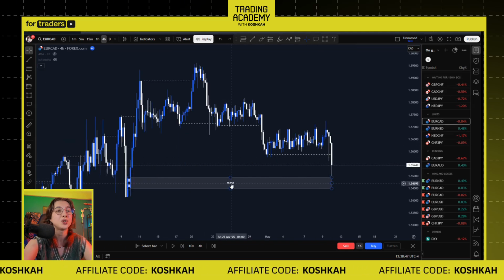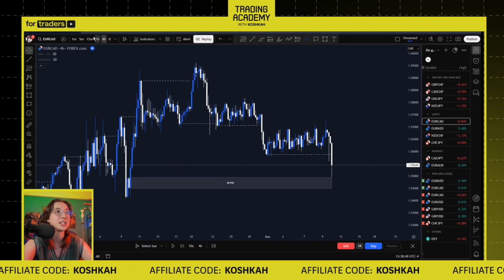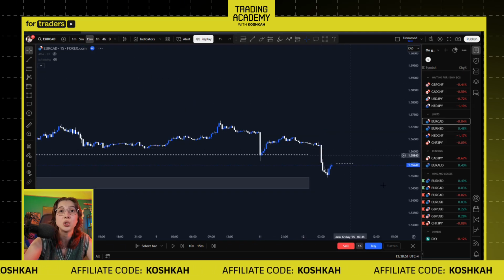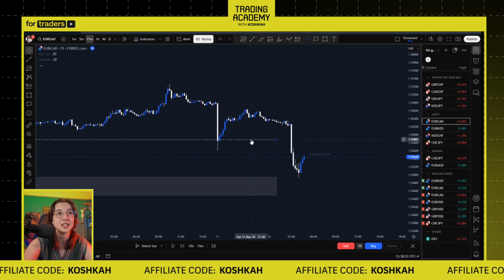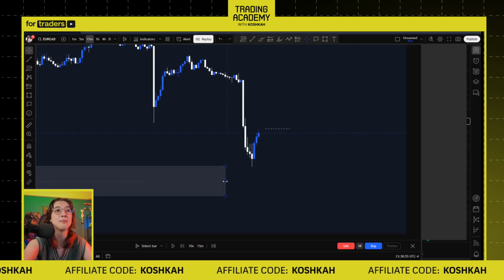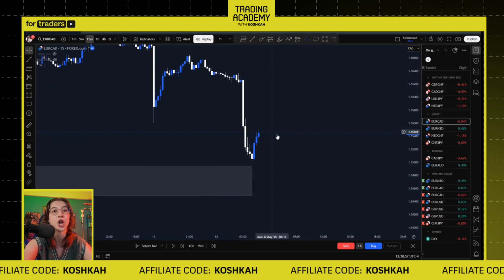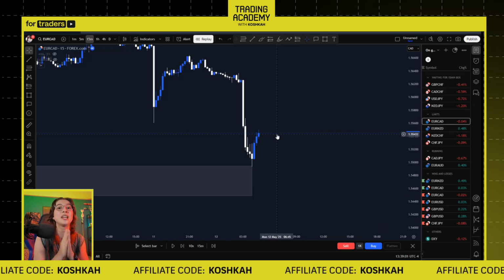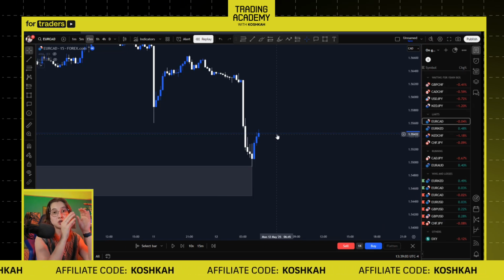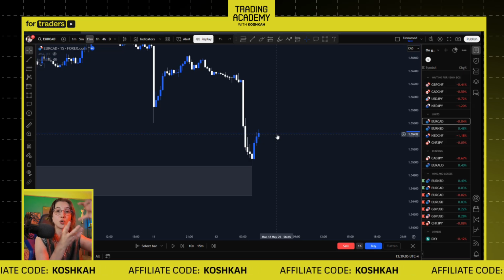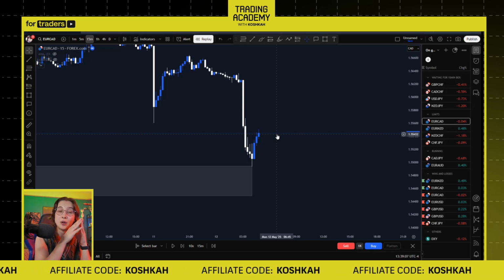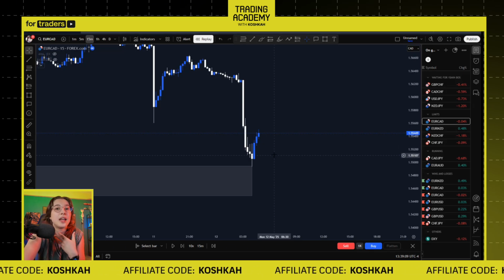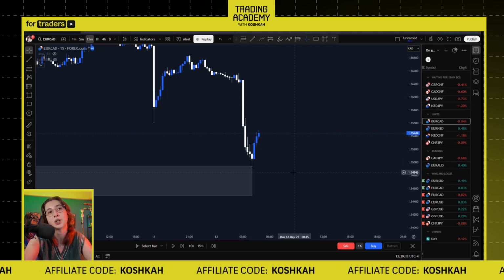So price tapped into this 4-hour POI like I was explaining, so the only thing you need to do is to go on the 15-minute and to identify your 15-minute change in the structure. So how to trade without indicators, it's all in the structure. If you can master the technicals of market structure, that are the ranges, the breakout structures and the biases, this is how you will be able to remove all indicators basically.